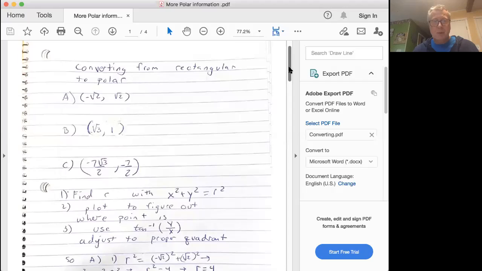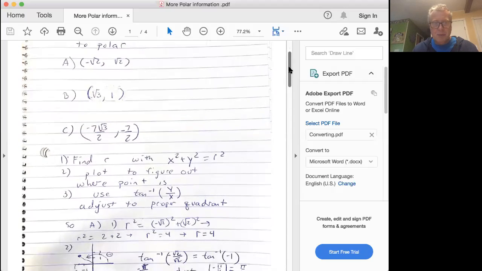So a lot of this is about converting. So we're converting from rectangular to polar and from polar to rectangular. Now the conversions from rectangular to polar are a little bit more detailed. So let's do those first. So we have three examples.